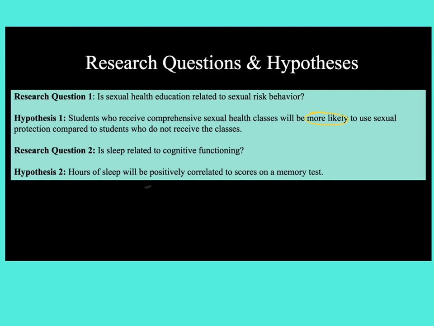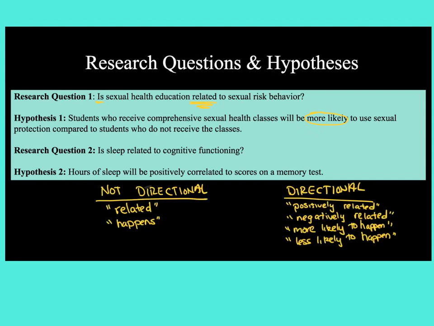Here, the hypothesis is directional. A directional hypothesis states the specific kind of result we expect, such as increase as opposed to decrease, improved health as opposed to poorer health, or lower scores as opposed to higher scores. The research question is not directional. It simply asks if education is related to behavior, but it doesn't specify whether classes are expected to relate to more or less risk.